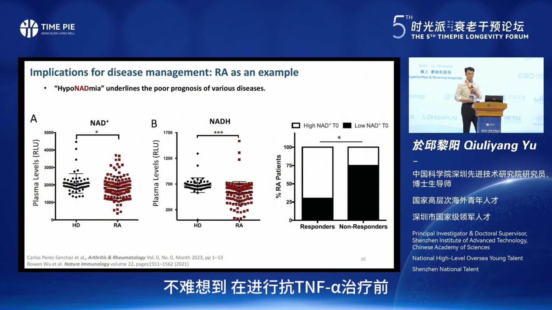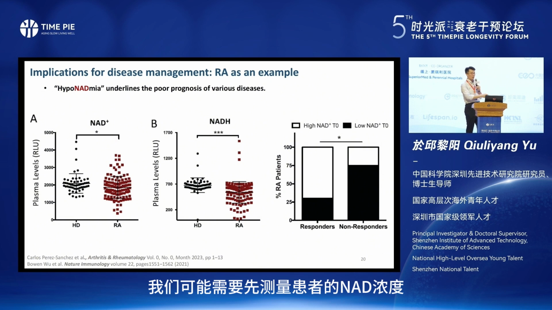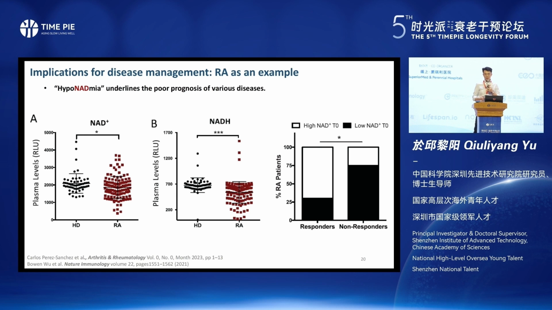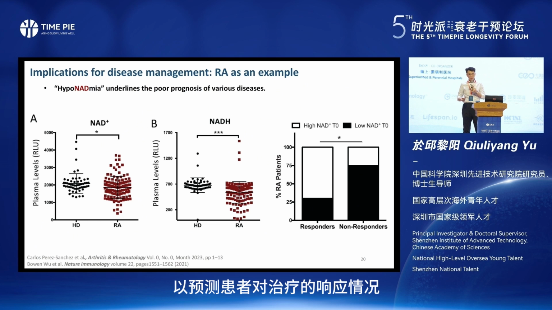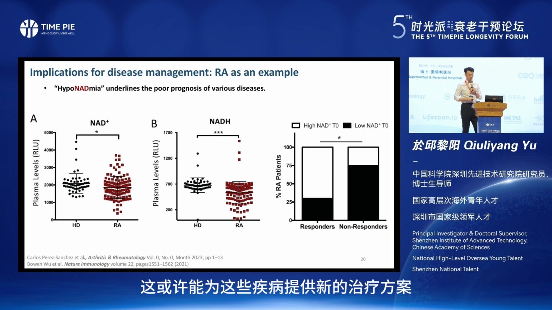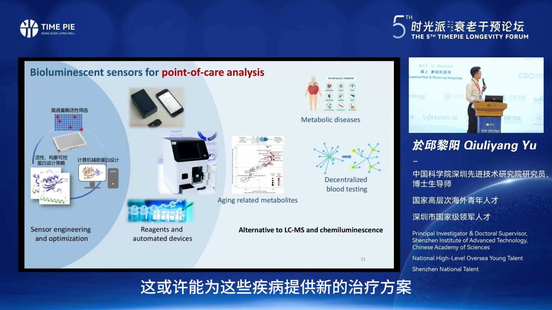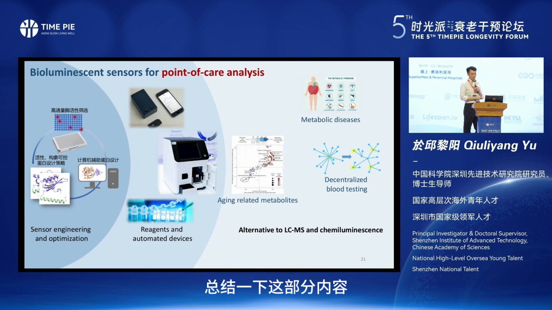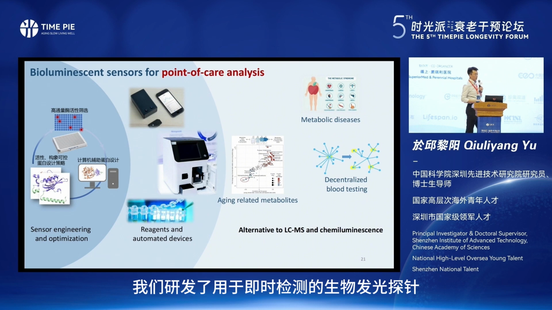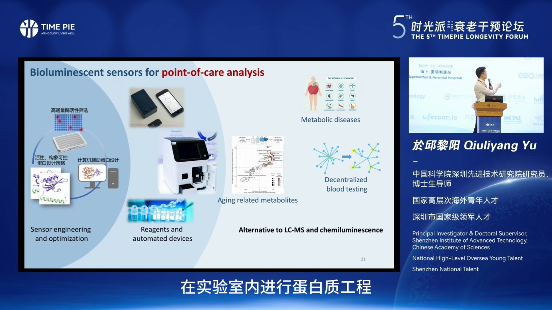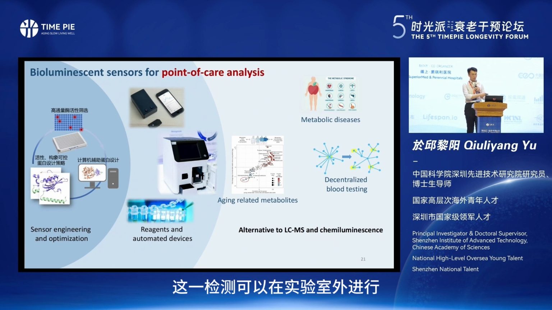One can easily imagine that we might need to measure the NAD concentration before we start the anti-TNF alpha treatment, so that we can have a likelihood of how the patient could respond. This may open up some new therapeutic regimes for these diseases. To summarize this part, we have bioluminescence sensors for point-of-care analysis. We do protein engineering in the lab, and then we have automated machines so that these tests can be done outside of the lab.